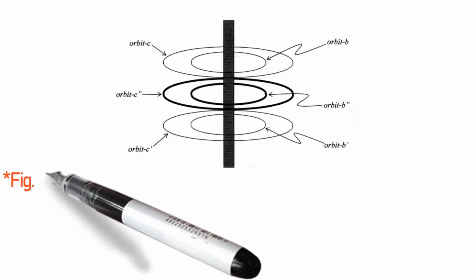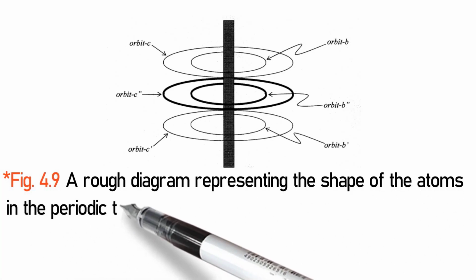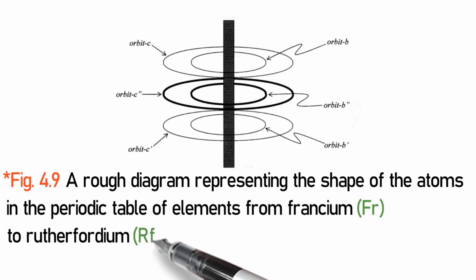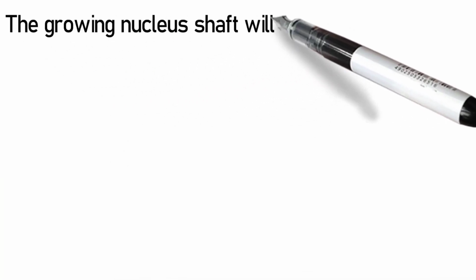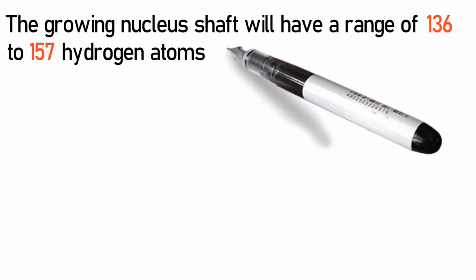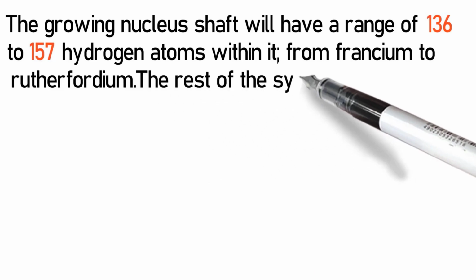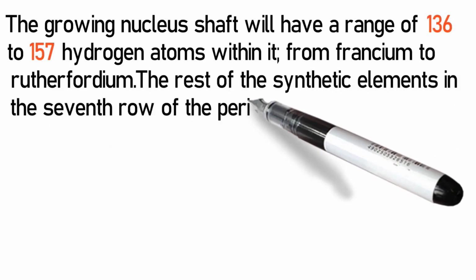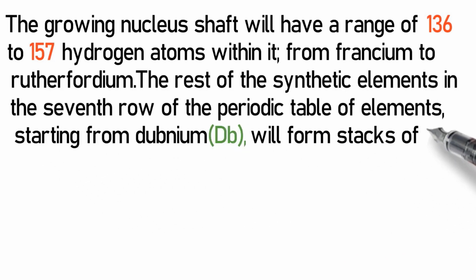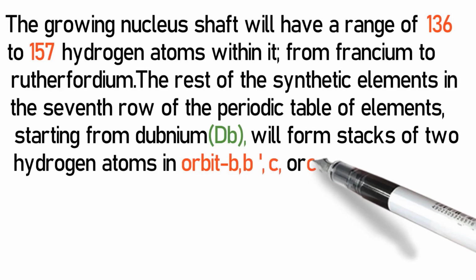Figure 4.9, a rough diagram representing the shape of the atoms in the periodic table of elements from francium, Fr, to rutherfordium, Rf. The growing nucleus shaft will have a range of 136 to 157 hydrogen atoms within it, from francium to rutherfordium. The rest of the synthetic elements in the 7th row of the periodic table of elements, starting from dubnium, Db, will form stacks of 2 hydrogen atoms in orbit B', B', C, or C'.